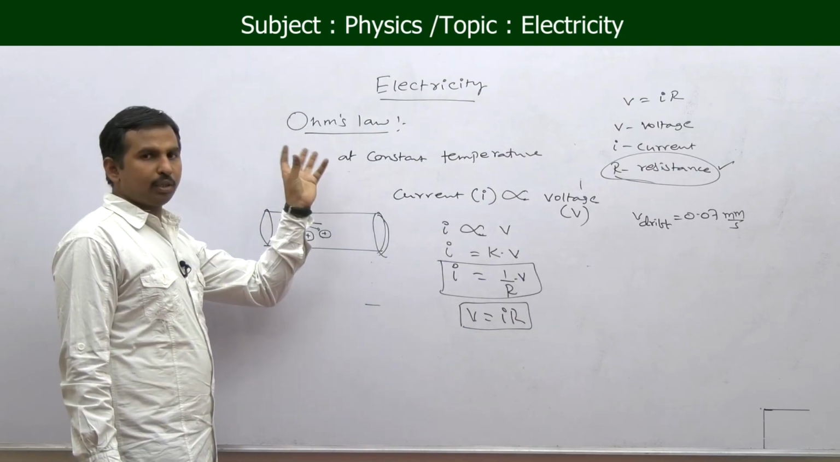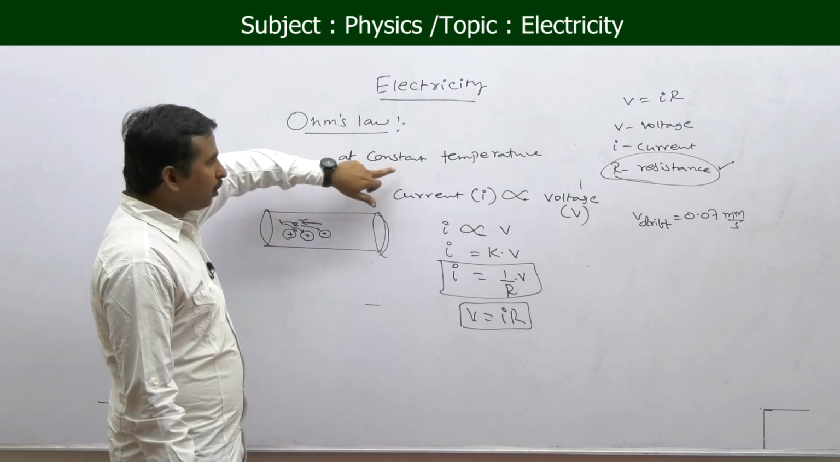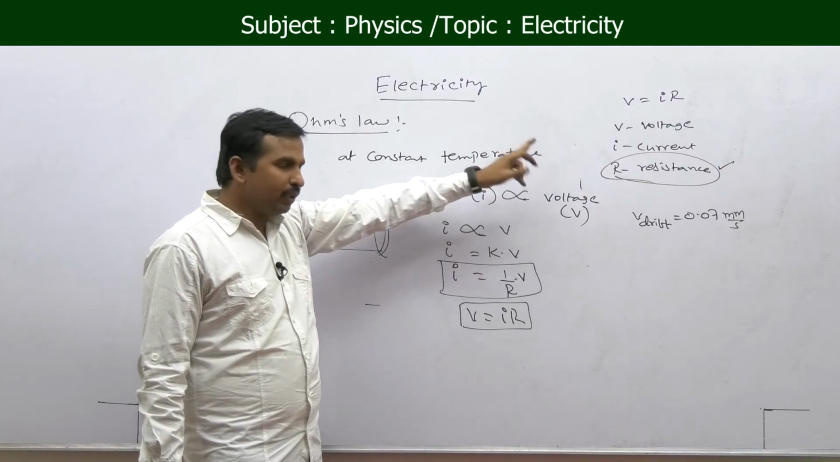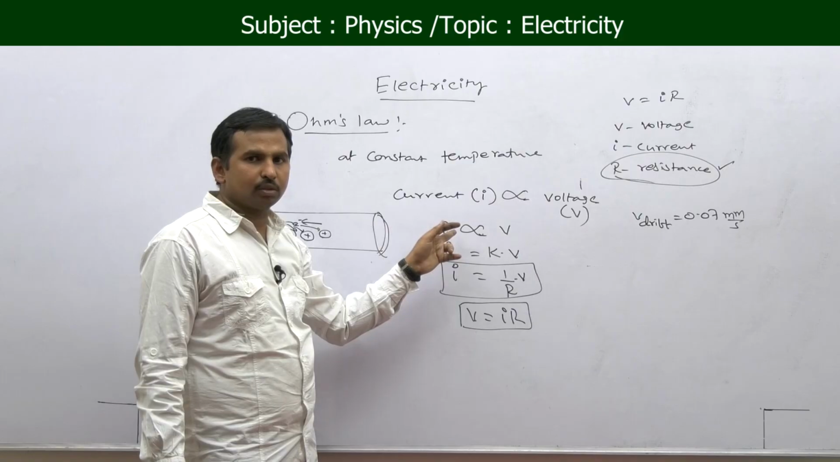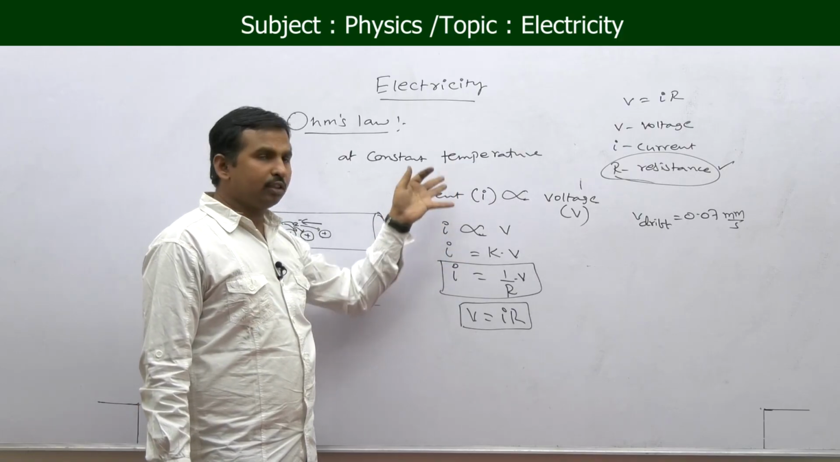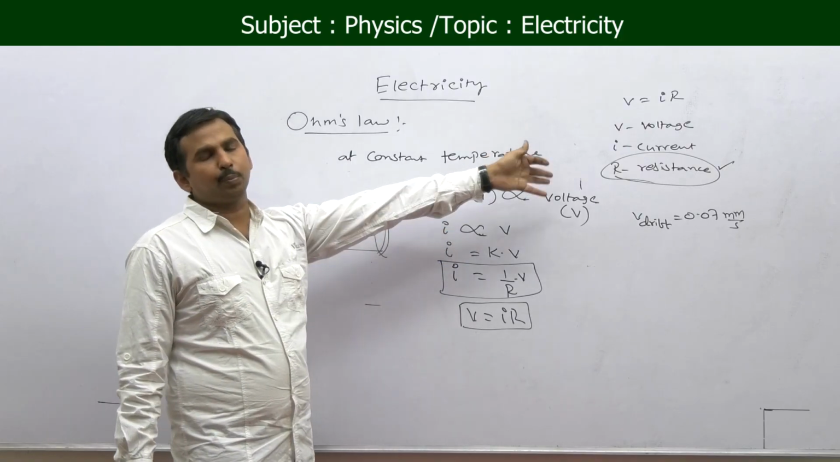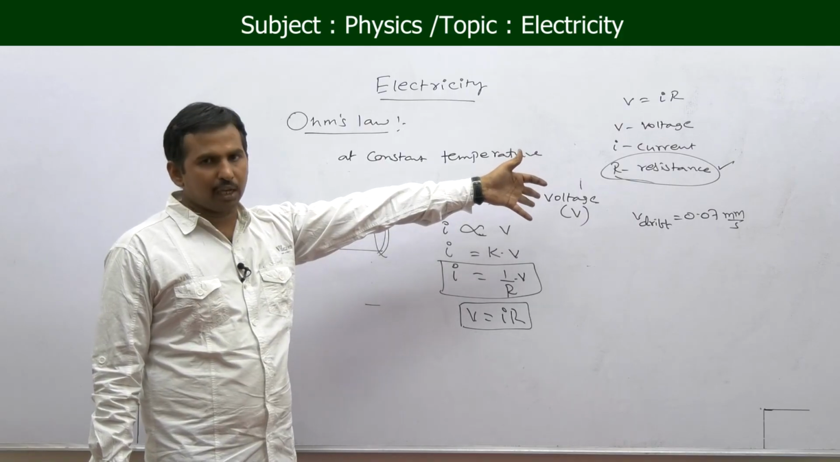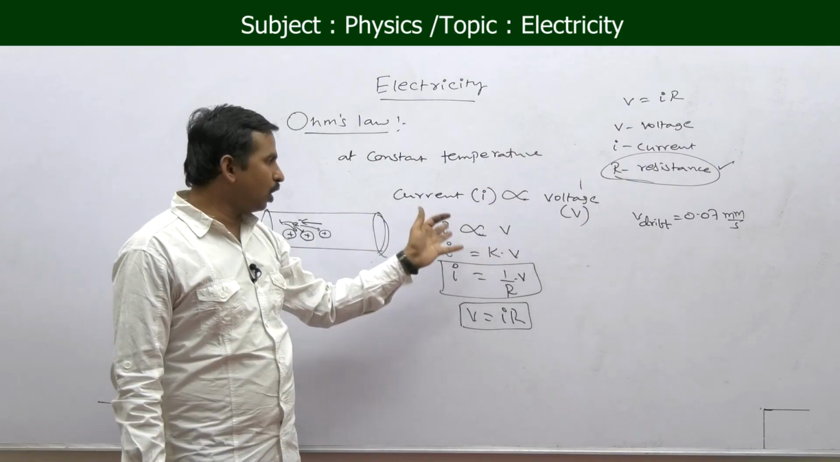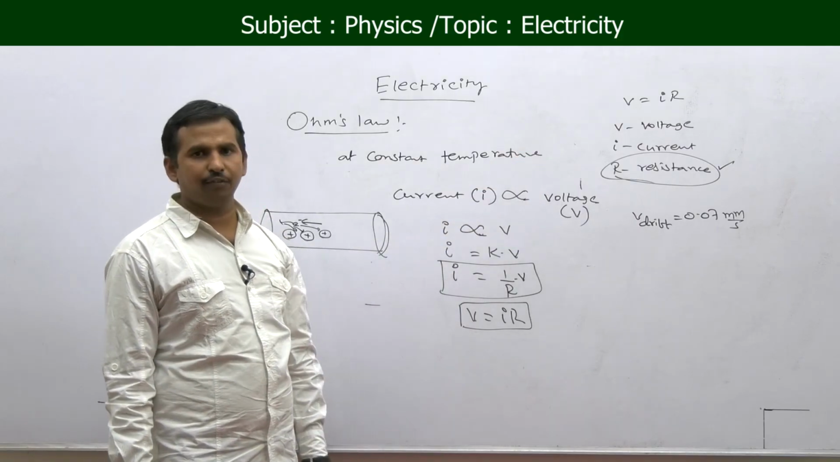So, Ohm's law statement: always remember, at constant temperature only can we apply Ohm's law, that is, the electric current drawn is directly proportional to the potential difference we applied. So, I is directly proportional to V.